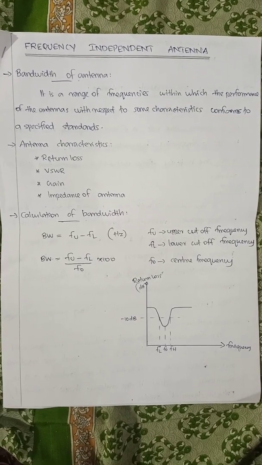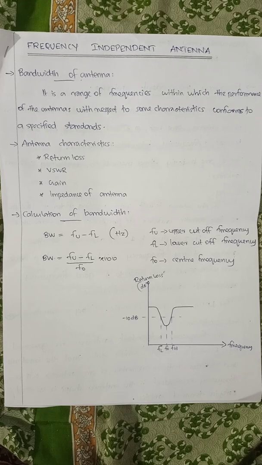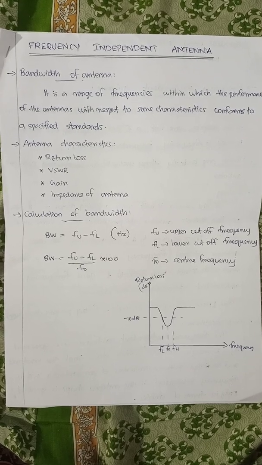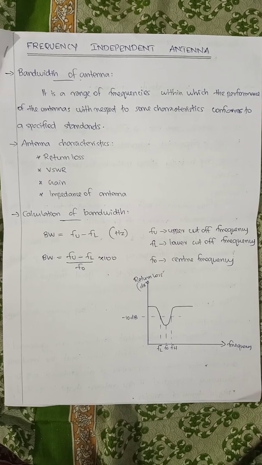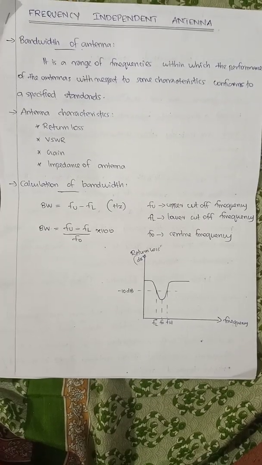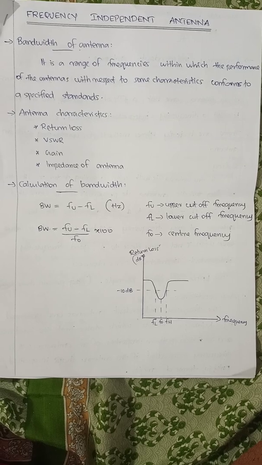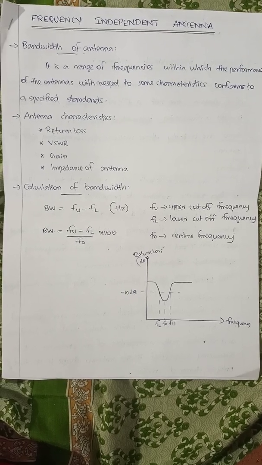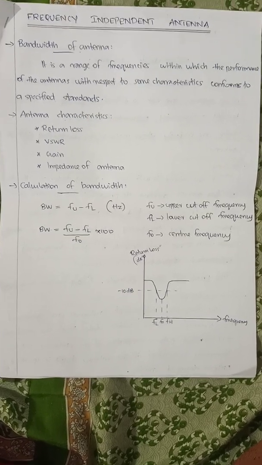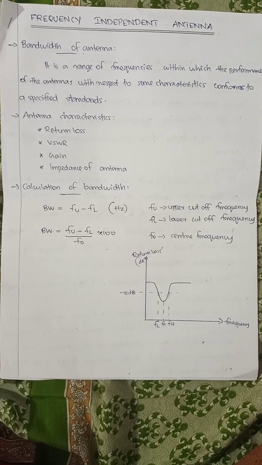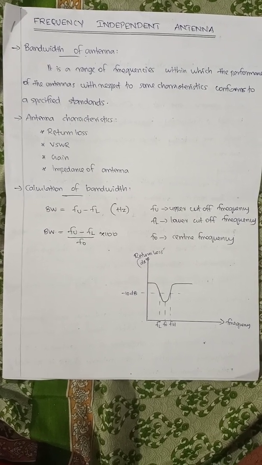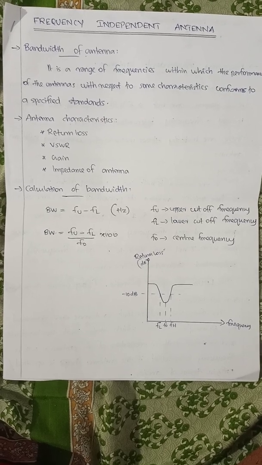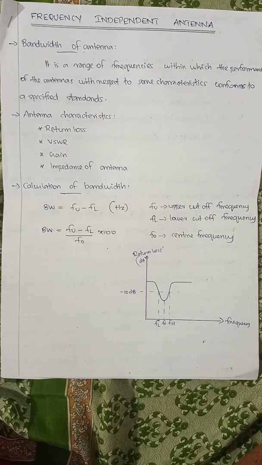Before going to discuss about frequency independent antenna, we will discuss some characteristics of antennas. So first, what is the bandwidth of an antenna? It is the range of frequencies within which the performance of the antennas with respect to some characteristics conform to a specified standards. So what are the antenna characteristics? Return loss, VSWR, gain and impedance of antenna.